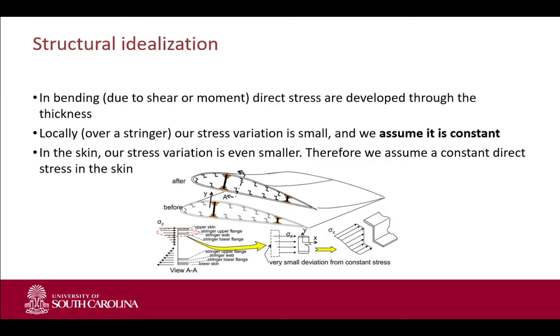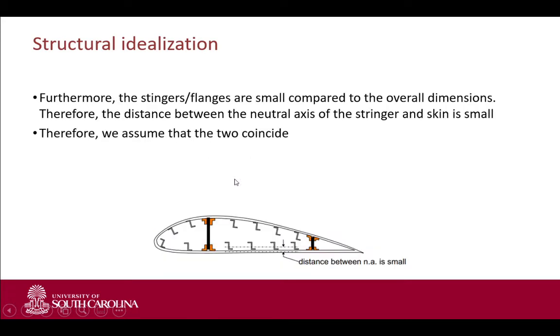And then we said, okay, if we have bending, we basically just deform, either due to a shear force or due to a moment. And we say locally, if we look at a stiffener or stringer, the variation of the stresses is very small, so therefore we can assume that the variation locally is just a constant. So the variation here around the Z stiffener is very small, and therefore just a constant. And same thing for the skin, because it's so thin, we can assume it's constant.